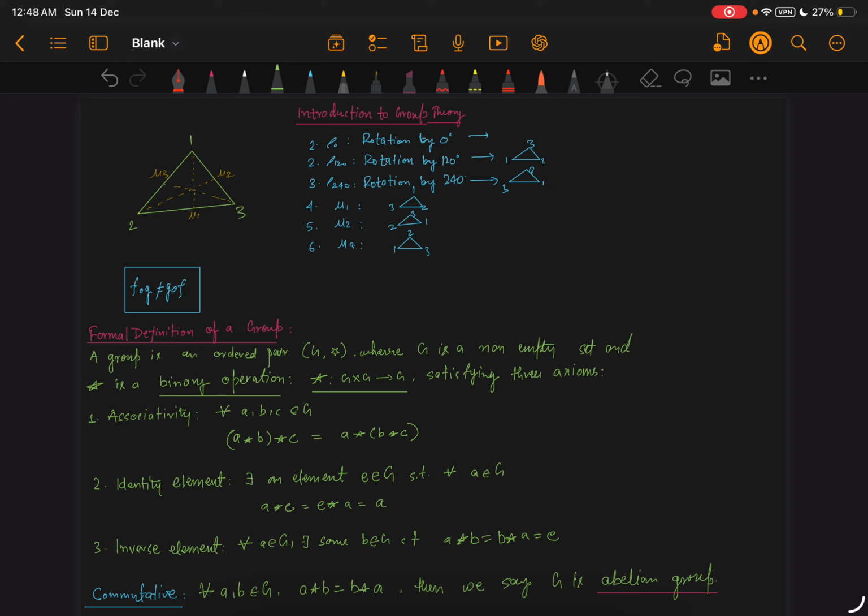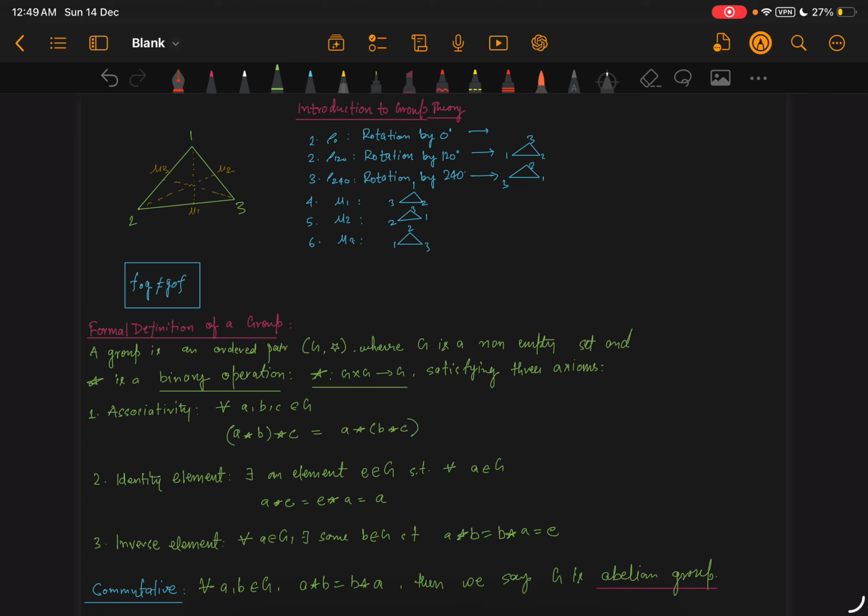I'll leave that. And what should be the identity element? Which operation do you think will act as an identity? Applying it with any other operation will give just that operation. That should be rotation by 0 degrees, because it's basically doing nothing, just keeping it as it is. So that should be the identity element.